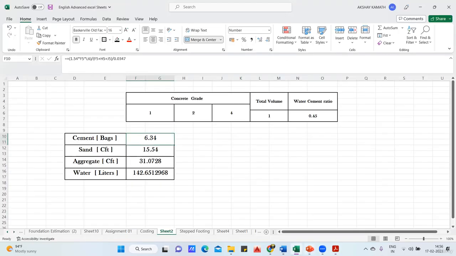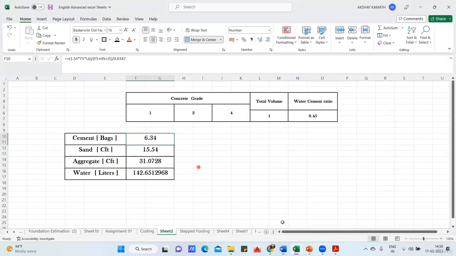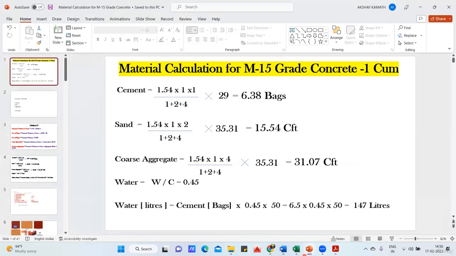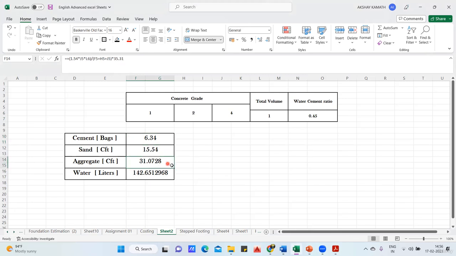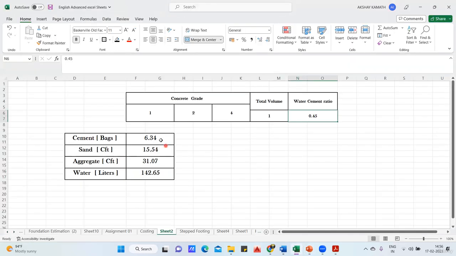Then after that I got sand as 15.54. Excel sheet I got 15.54. Then again I got 31.07, 31.07. I can reduce this. Okay. And water also, I had taken 0.45. So here I took 0.45, but I took 6.5 here. But in the Excel sheet, they have directly calculated for 6.34. That is why there is a difference.